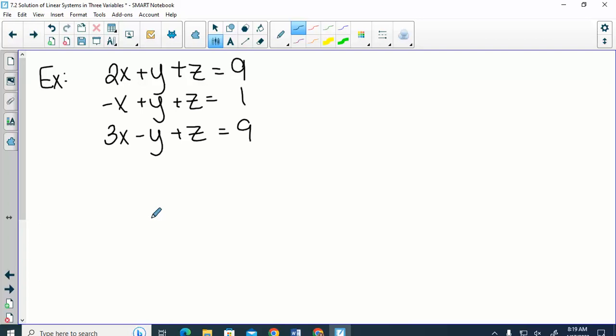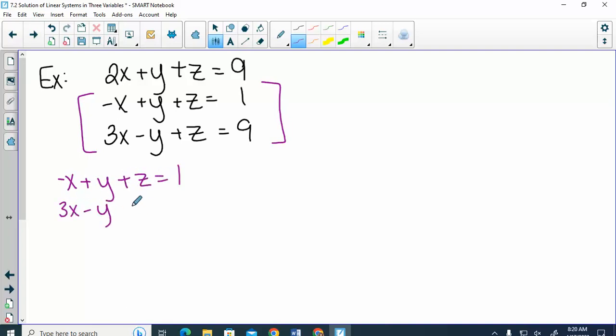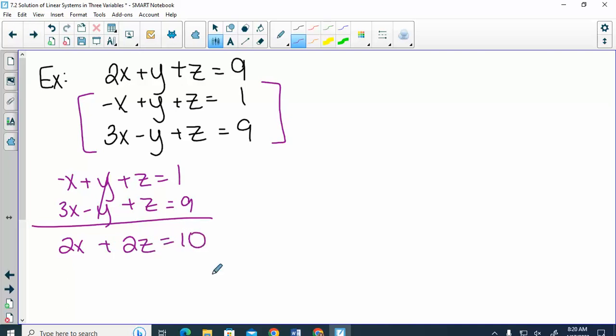So what do you want to get rid of? Y's and latitude. Okay. So if I take the bottom two, I can eliminate y without doing anything extra. I just have to put them together. So 2x plus 2z equals 10. Okay, for the next one, which equation do I have to use?